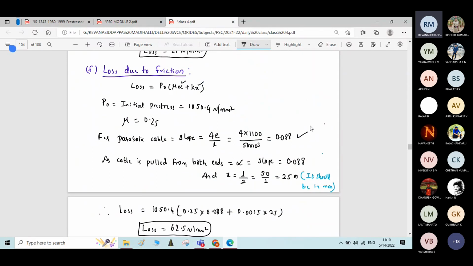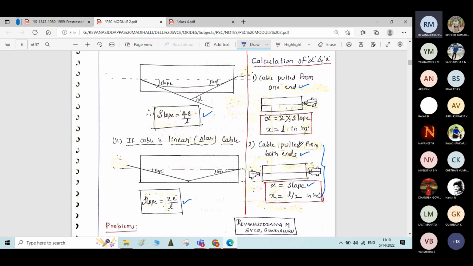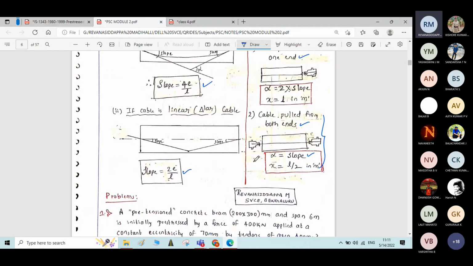I got it as 0.088. Knowing the slope, we'll calculate the alpha value. The calculation of the alpha depends on whether the cable is pulled from only one end or from both ends. In this problem, he said that the cable is pulled from both ends. So with respect to the second case, cable pulled from both ends, you need to calculate alpha as equal to slope.